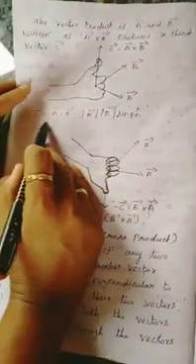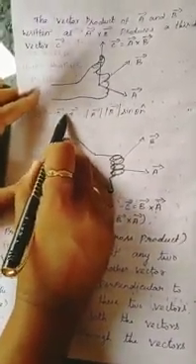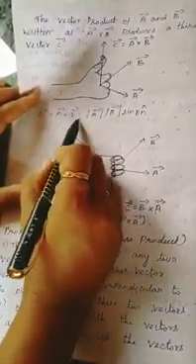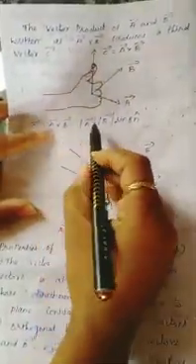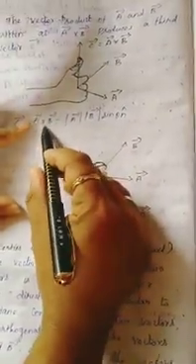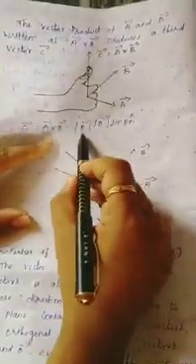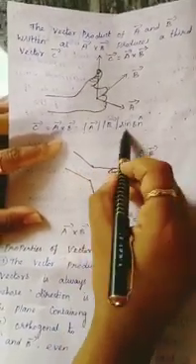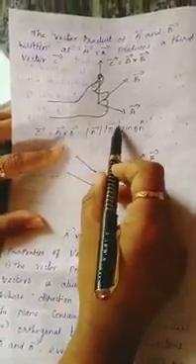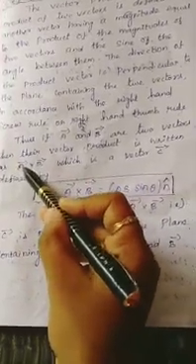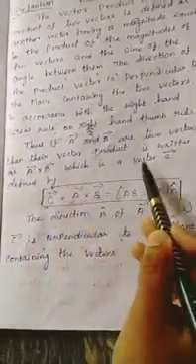So C vector is equal to A vector cross B vector, so we put a cross. The magnitude of the cross product of A vector and B vector is equal to the magnitude of A and B into sine theta, that is the angle, into n cap. So thus if A vector and B vector are two vectors, then their vector product is written as A vector cross B vector, which is a vector C.